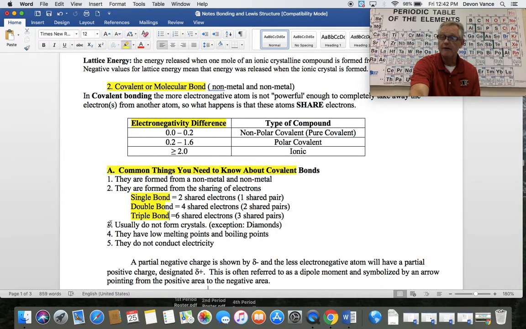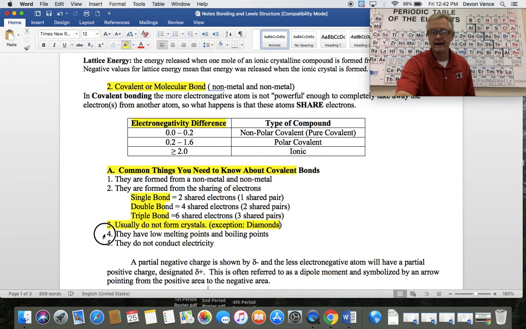Now, covalent or molecular compounds will not form crystals, but with one exception that we really know of, and that's a diamond. Carbon-carbon molecules pack on top of each other, forming a crystal lattice. That forms diamonds, but you know that it takes a tremendous amount of heat and pressure and energy and time in order to get that diamond to form.